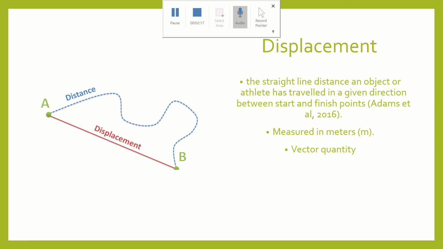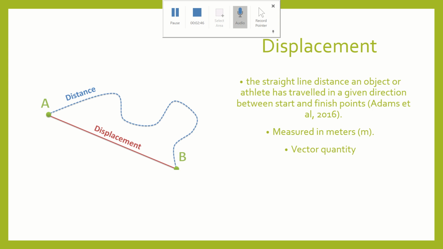Displacement is a vector quantity because it has both size and direction. The definition of displacement is the straight line distance an object or athlete has traveled in a given direction between the start and the finish point. It's a vector quantity. Like distance, it is also measured in meters. However, displacement is different to distance in that it is not how far it took something to get from start to finish, but it is the distance of a straight line directly from start to finish.